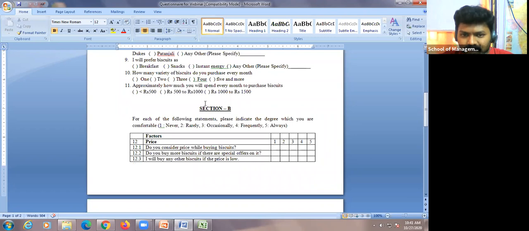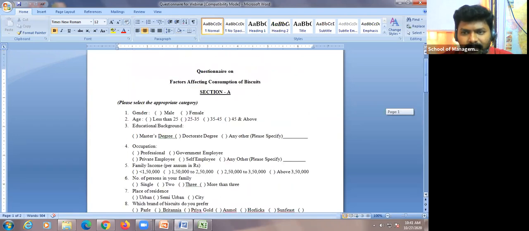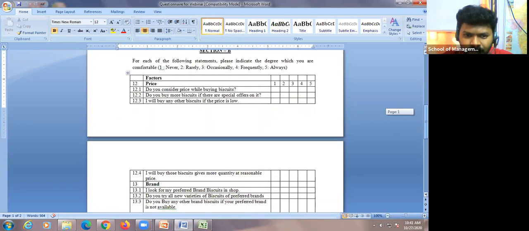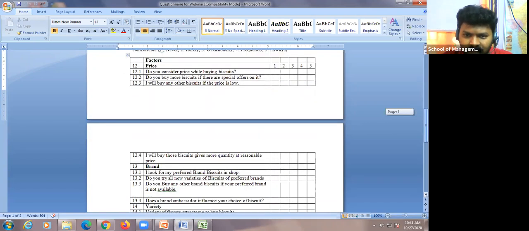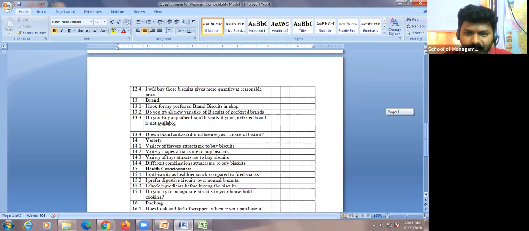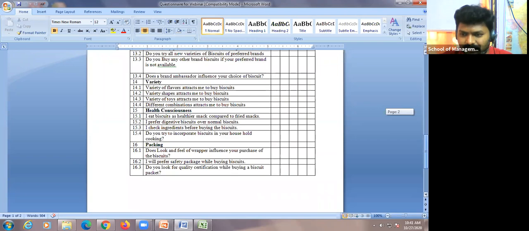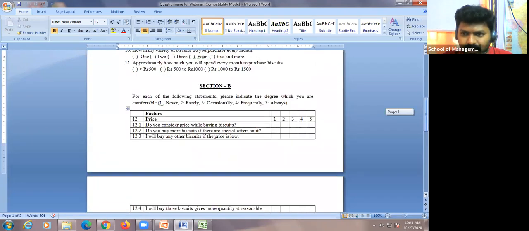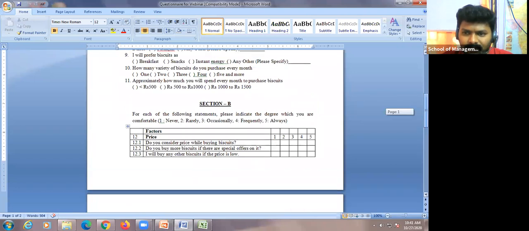Now Section B includes factors, because my study is majorly focusing on factors affecting consumption of biscuits, so I have identified a few factors. Price is one factor, brand is one factor, variety is one factor, health consciousness is one factor, packing is one factor. So I have taken very few, right? So it's an example questionnaire. Out of that, I have mentioned a few questions.